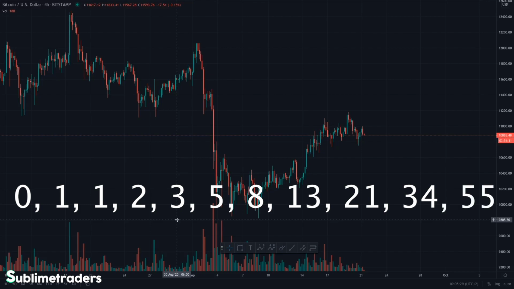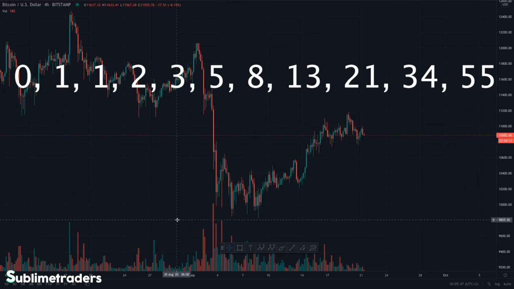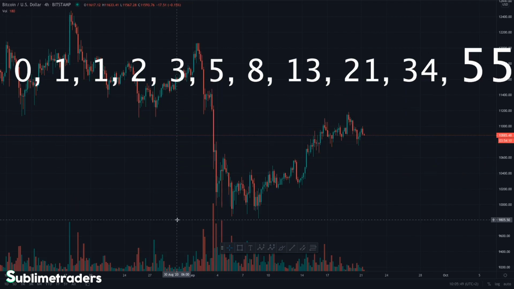forever. The really interesting thing about this sequence is that every number is around 1.618 times greater than the previous one. The key Fibonacci level of 61.8% is obtained by dividing any number in the series by the following one. If we take, for example, 34 divided by 55, this would result in 0.618.